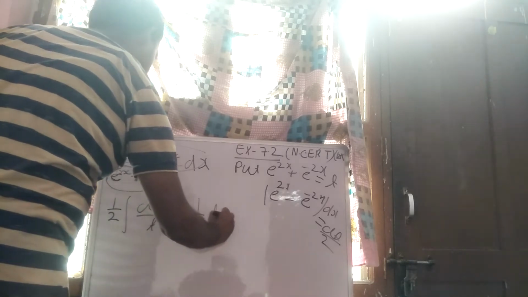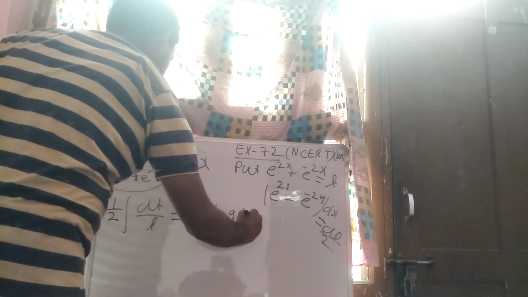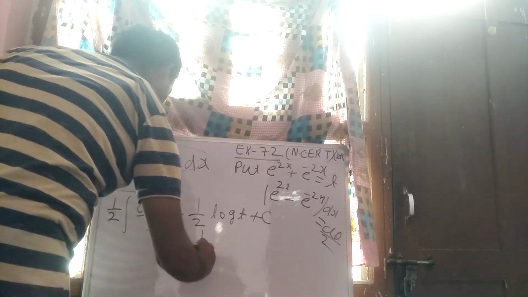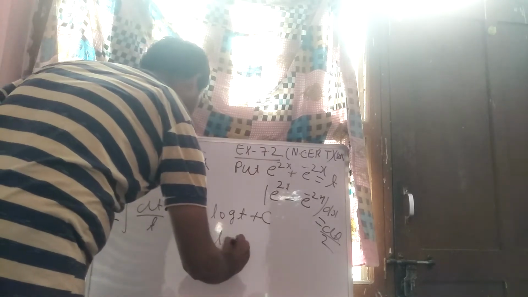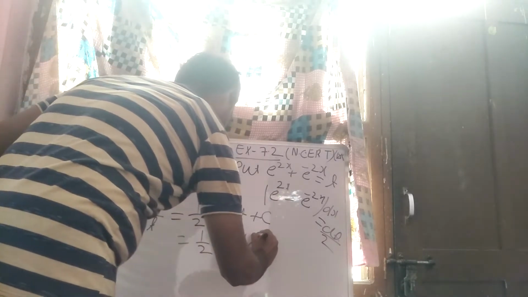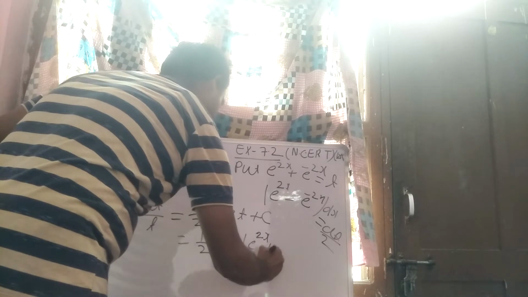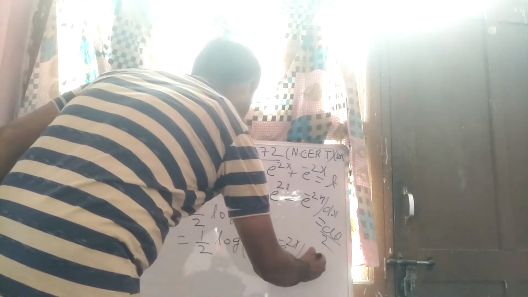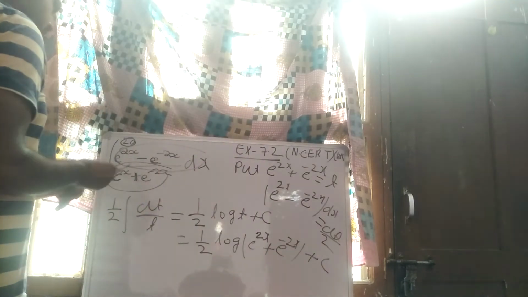This is very easy and simple. Log t plus c. We also explain 1 upon 2 log, and the value of t, e to the power 2x plus e to the power minus 2x plus c. We also check and explain.